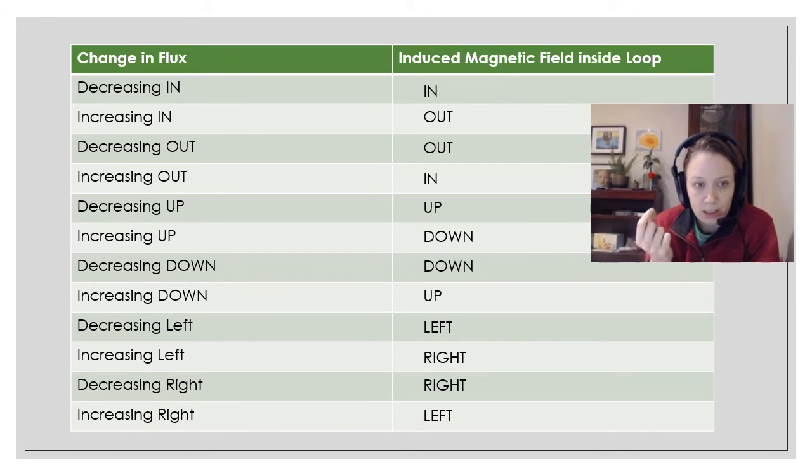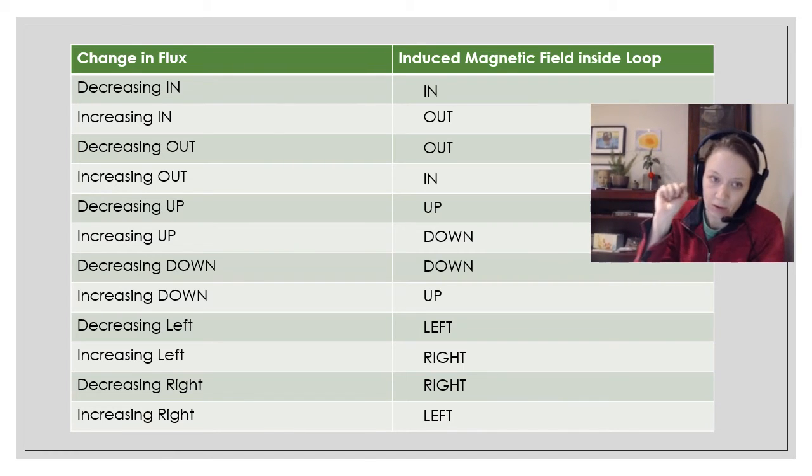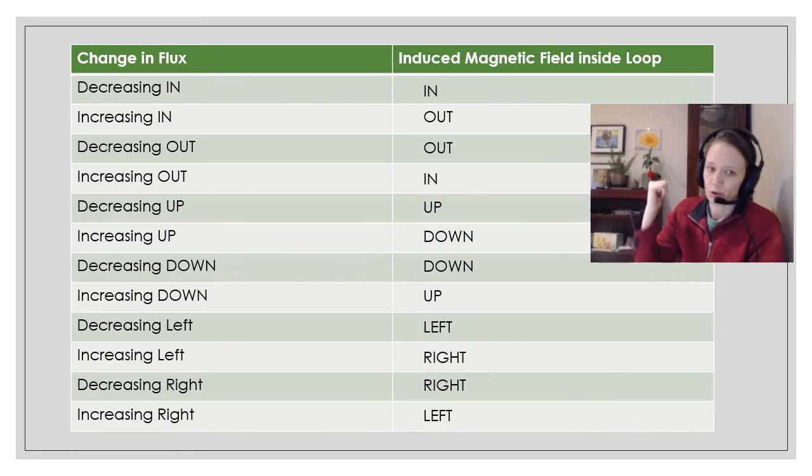If the field is decreasing in the in direction, we've got to have an induced magnetic field that adds some more to bring it back up. So that's going to be in. If the flux is increasing in the in direction, the induced magnetic field is going to be out to bring it back down to normal. If you're decreasing in the out direction, then we have to add some more out to counteract or resist that change in flux. So you can go through the whole table here, maybe try it on your own and see if you get the same answers that I got.